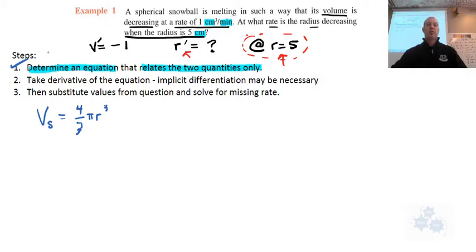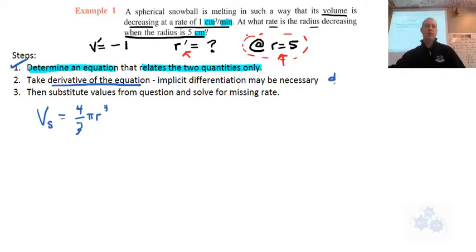In different questions, you'll have different formulas. You might have to use Pythagoras. You might have to use trig. The point is to relate the two quantities involved. Now we take the derivative of the equation. And the derivative is going to be with respect to time, as I mentioned before.